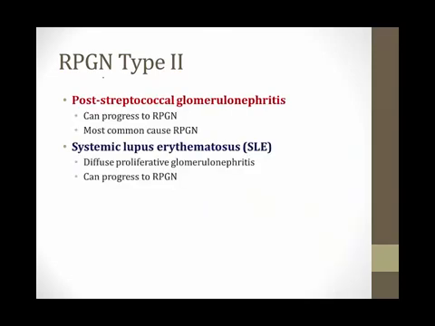This form of RPGN commonly results from immune complex kidney disorders that we have already discussed in this module. For example, patients with post-streptococcal glomerulonephritis can progress to develop crescents in the kidneys and RPGN. In fact, this is the most common cause of RPGN, progression of post-streptococcal glomerulonephritis. RPGN type 2 can also result from lupus. Diffuse proliferative glomerulonephritis, which we discussed earlier, can progress to the development of crescents in the kidneys, and that will lead to RPGN type 2.